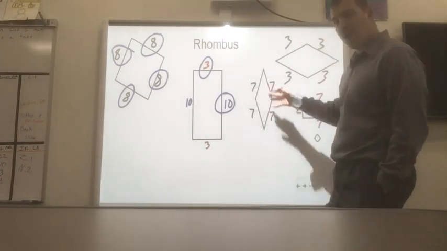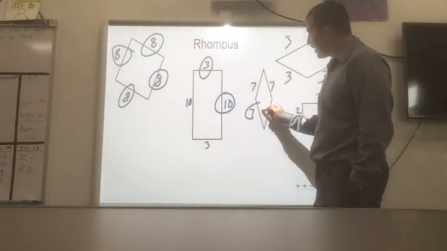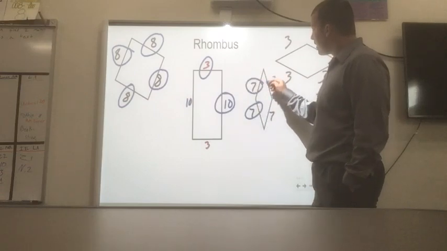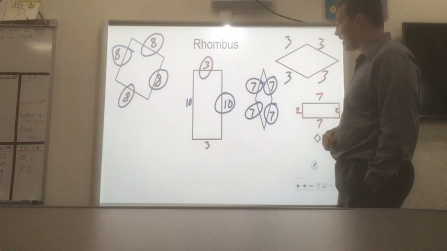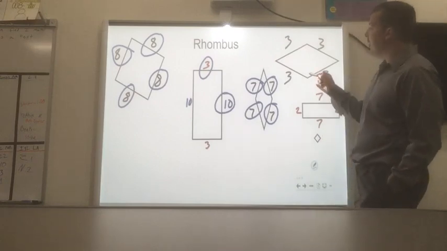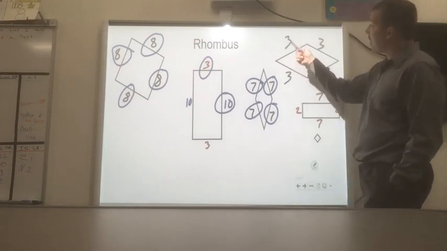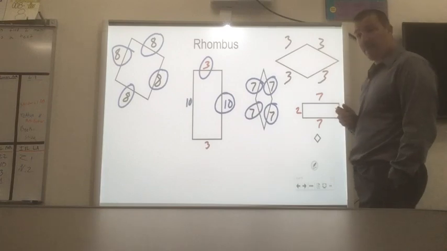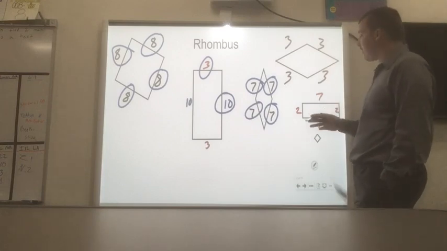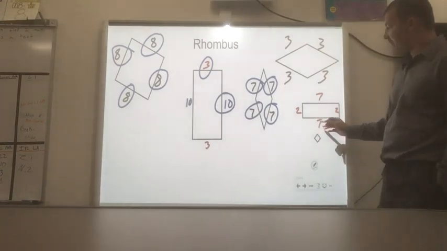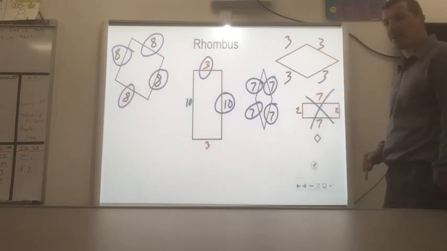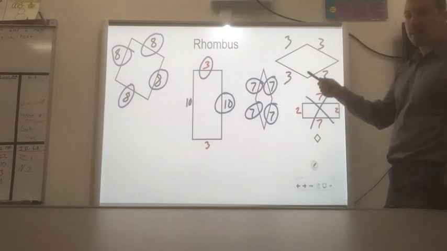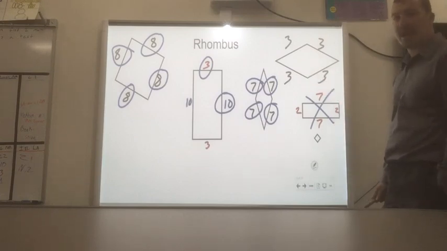This is kind of a weird looking shape, right? But this length is 7, 7, 7, 7. So that'd be a rhombus. All of the lengths are the same. Up here, same kind of weird looking shape. 3, 3, 3, 3. That would be a rhombus. All the lengths are the same. Down here, it goes 7 and 2. Not a rhombus. So remember, for it to be a rhombus, all four lengths have to be exactly the same. Alrighty.